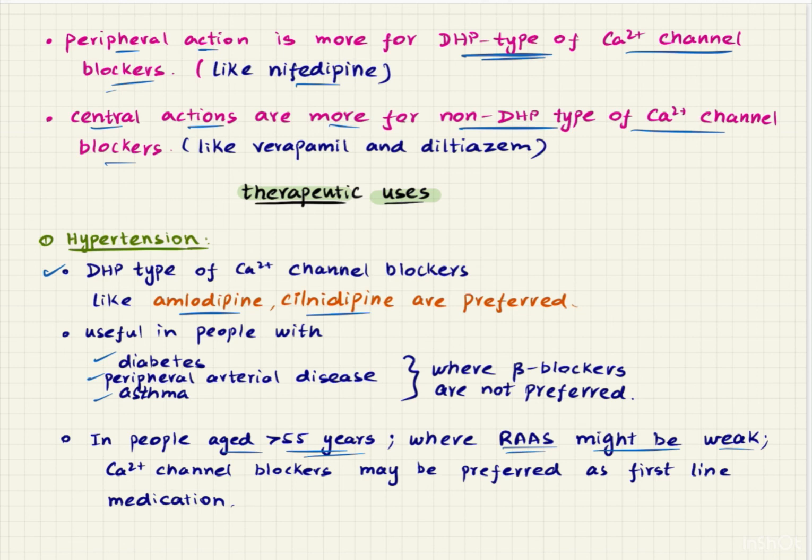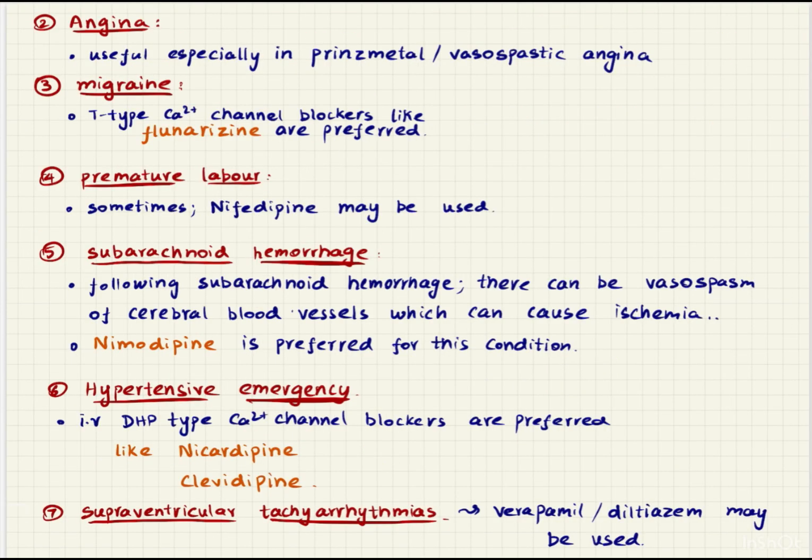Now, angina. Coming to angina, they can be used in any type of angina, but especially when it comes to Prinzmetal or vasospastic angina, because of the coronary vasodilatory effects, the dihydropyridine type of calcium channel blockers can be used. And in migraine, as I mentioned earlier, the T-type calcium channel blocker flunarizine is preferred. And in case of premature labor, sometimes nifedipine can be used. Nifedipine can cause relaxation of the uterine myometrium and can delay or prevent premature labor.